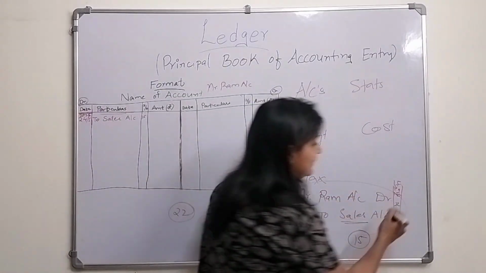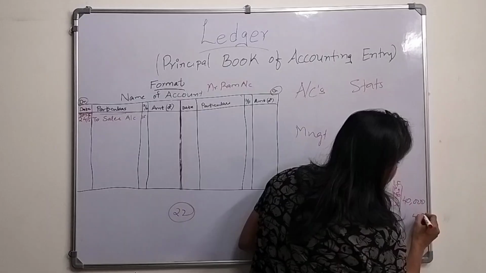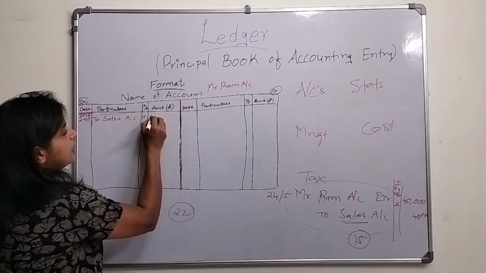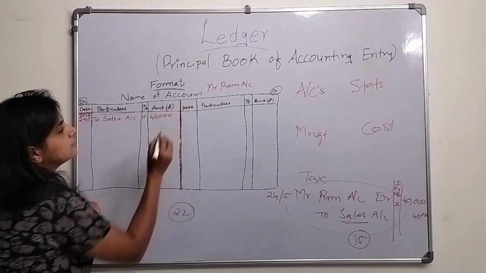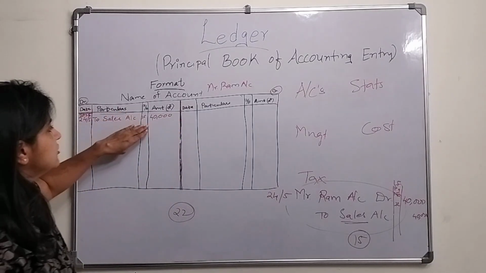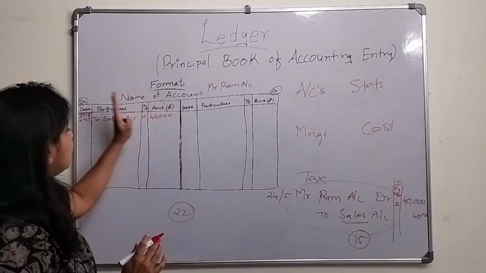Now, Mr. Ram's account debit, let's say 40,000 worth of goods I have sold to him. So here I will write the amount 40,000. Okay, easy. Date, particulars, journal folio number, amount, rupees. This comes on the debit side.